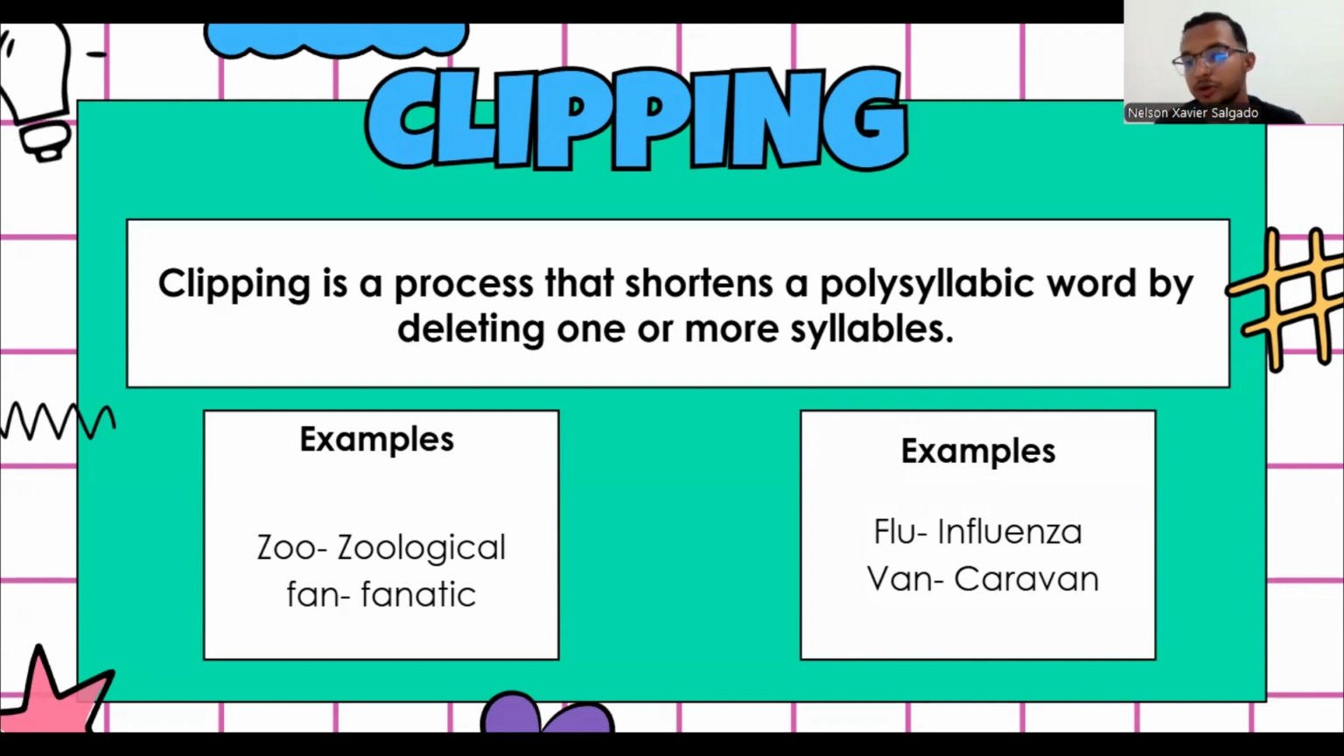Clipping is especially popular in casual speech, where it has shortened forms like prof for professor, psych for psychology, doc for doctor, burger for hamburger. However, many clipped forms have also been accepted in general usage.